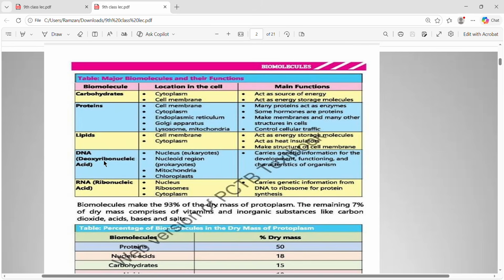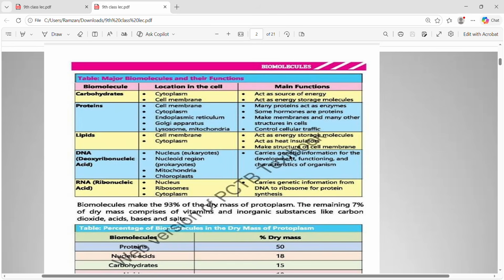Then we will discuss DNA, and DNA molecules are present in the nucleus in eukaryotic cells. As you know, eukaryotic cells are the type of cells which have a prominent nucleus. And if we are talking about the prokaryotic cell, DNA is present in the nuclear region. In prokaryotic cells, there is no prominent nucleus, and the region where DNA molecules are present is called the nuclear region. DNA is also present in mitochondria and chloroplast. The full form of DNA is deoxyribonucleic acid.